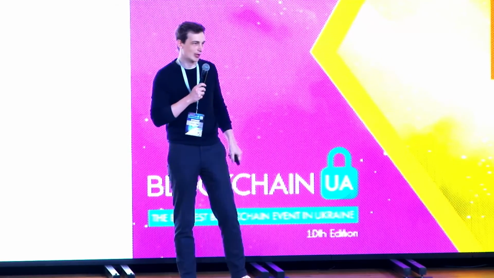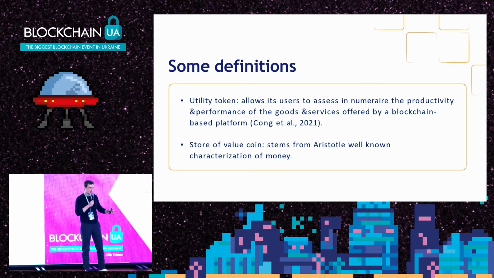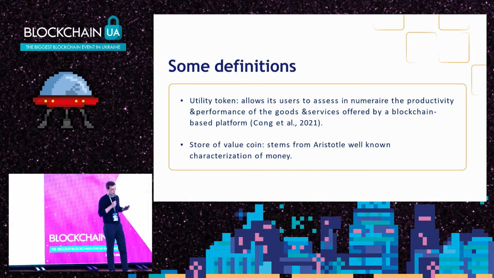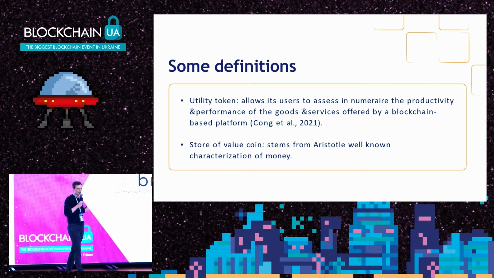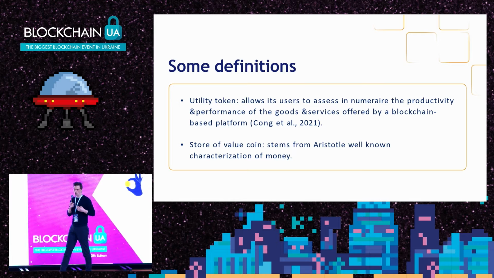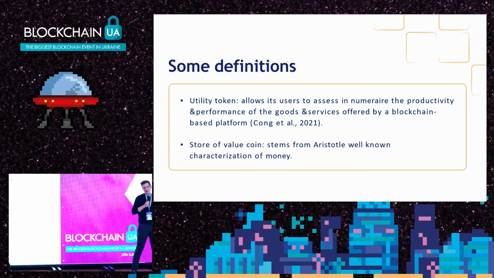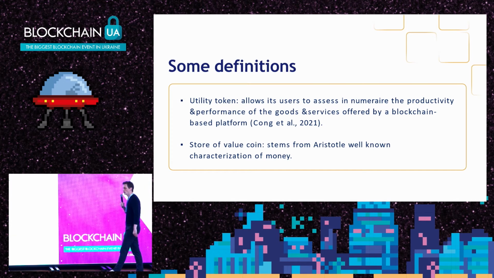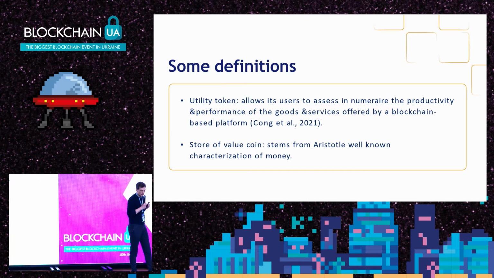Okay, so let's start with some definitions. What's a utility token and what's a store of value coin? Let's start with the easiest one, the store of value coins. This stems from Aristotle, who had three functions of money: unit of account, medium of exchange, and store of value. So what is store of value? Gold is considered a store of value, where the purchasing power of the coin doesn't go down with time. That's the first part of the definition.